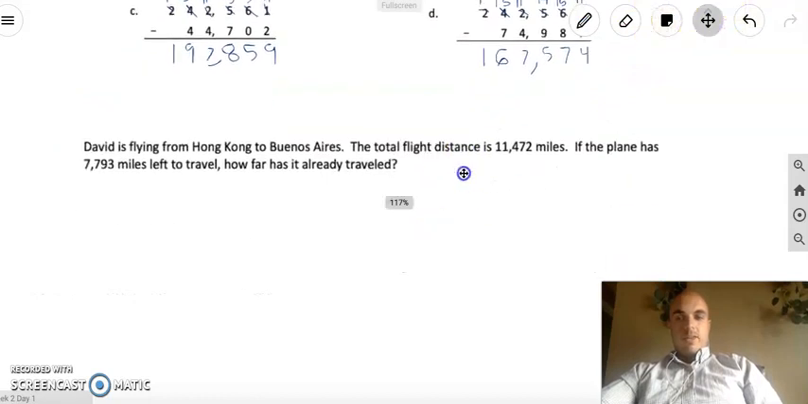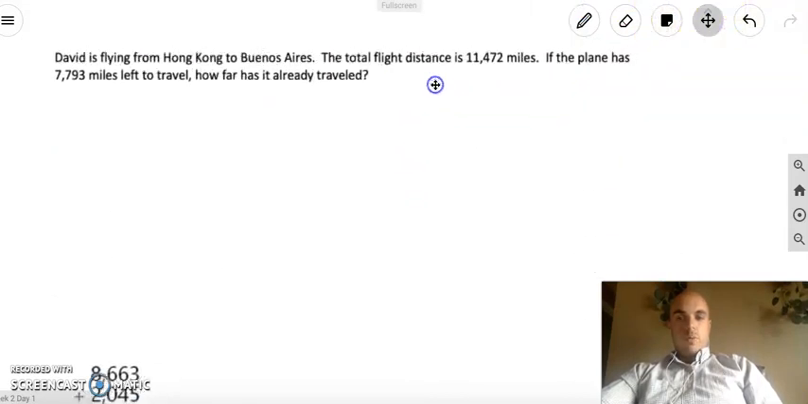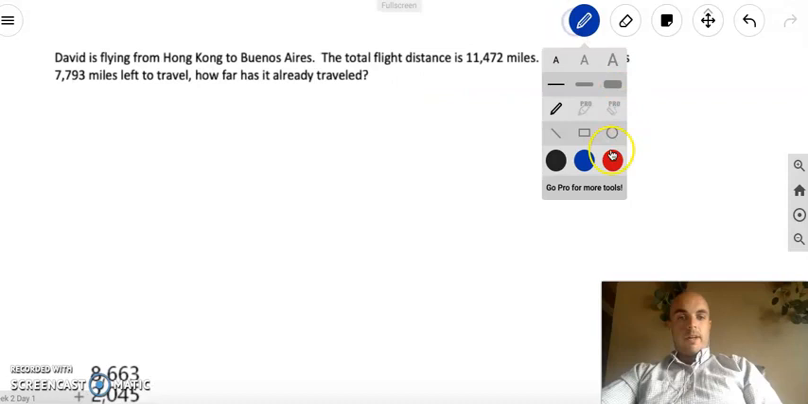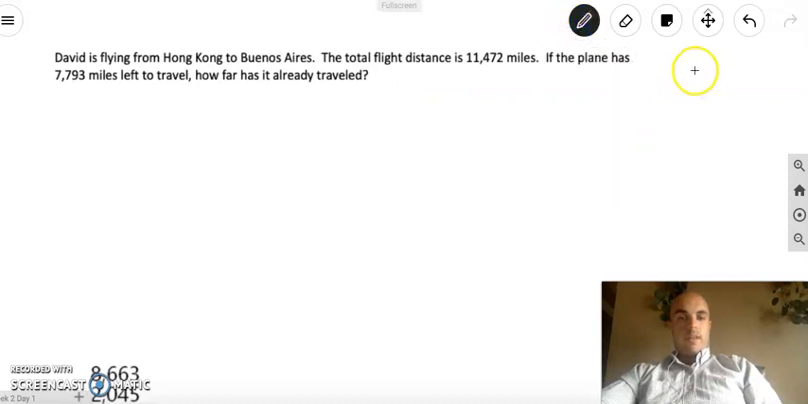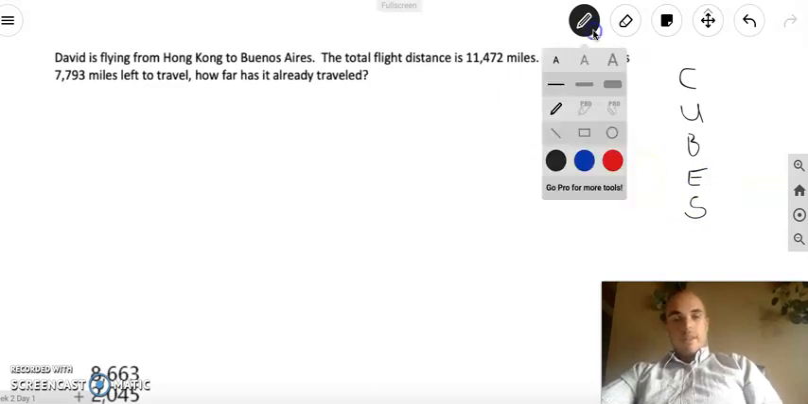Zoom out a little bit and let's take a look at this word problem. So before I even start anything with my word problem here, I'm going to put my cube method here on the side. So C, to circle, you underline, B, box, E, make an equation and explain if necessary, and then solve. Cubes. It's a great method.